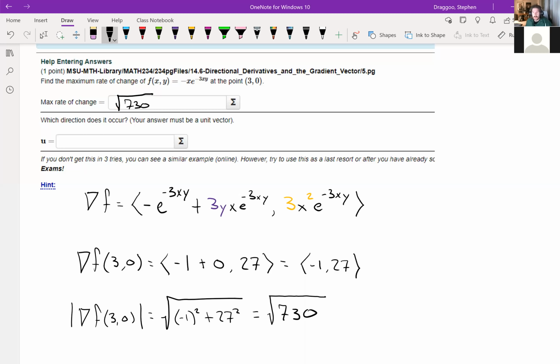Keep in mind that the max rate of change should be a scalar value. It's just asking for a number. So I don't want a vector in there. But the direction is asking for a vector. And also notice your answer must be a unit vector. But fortunately, we've already done the math to get all of that. I have a vector that goes in the direction that I want, which is negative 1, 27. And I know the magnitude of that vector is root 730. Oh, so I can just plug that in.